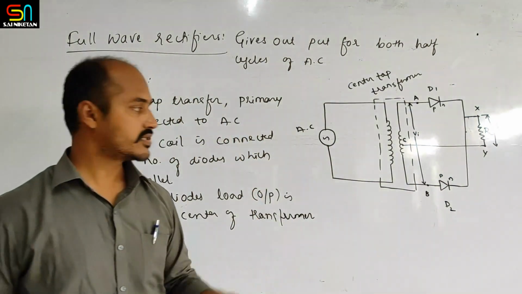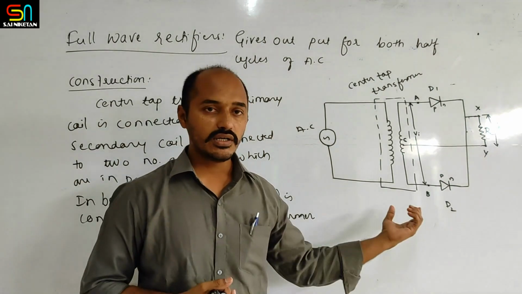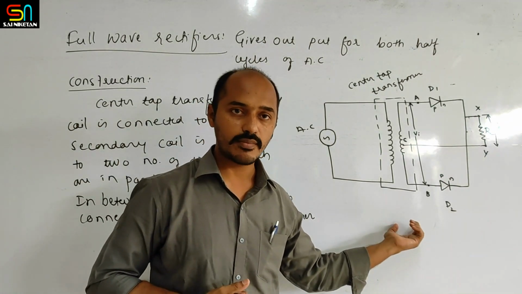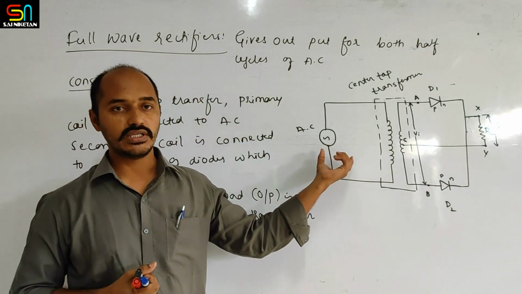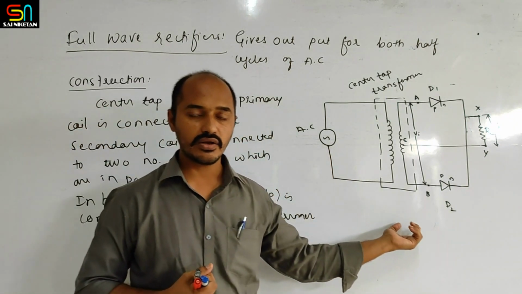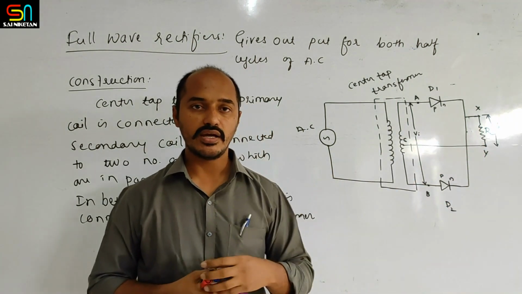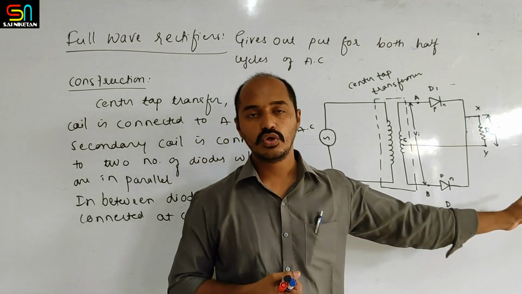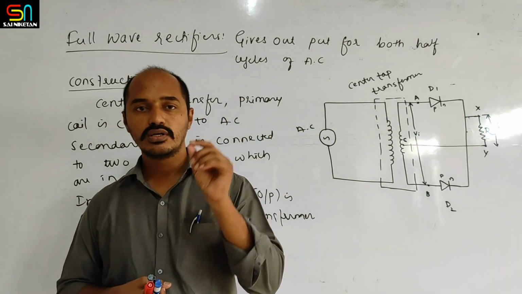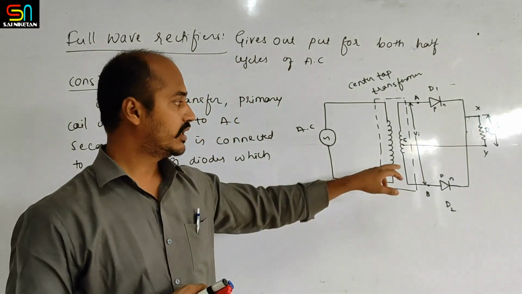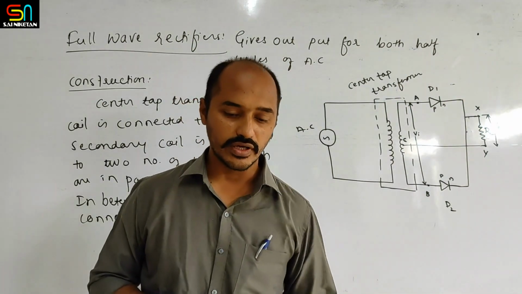So this is the construction, in simple lines. You have to write it like: it consists of the center tap transformer whose primary coil is connected to the AC source and the secondary coil is connected to two diodes which are in parallel, and both the diodes are further connected to the load resistance. The other end of the load resistance is connected to the center point of the transformer as shown in the figure. So the construction is shown in the figure.